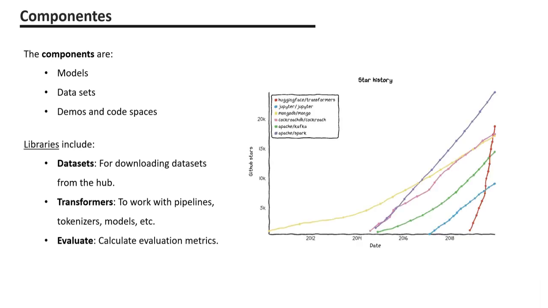To illustrate how popular this library is, consider this graph showing different libraries widely used in the data science field. On the vertical axis, we have the number of stars on GitHub, and on the horizontal axis, the dates. Noteworthy tools such as Jupyter Notebook, shown in blue, Apache Kafka, shown in green, or even MongoDB, shown in yellow, have taken many months or even years to reach approximately 15,000 stars.